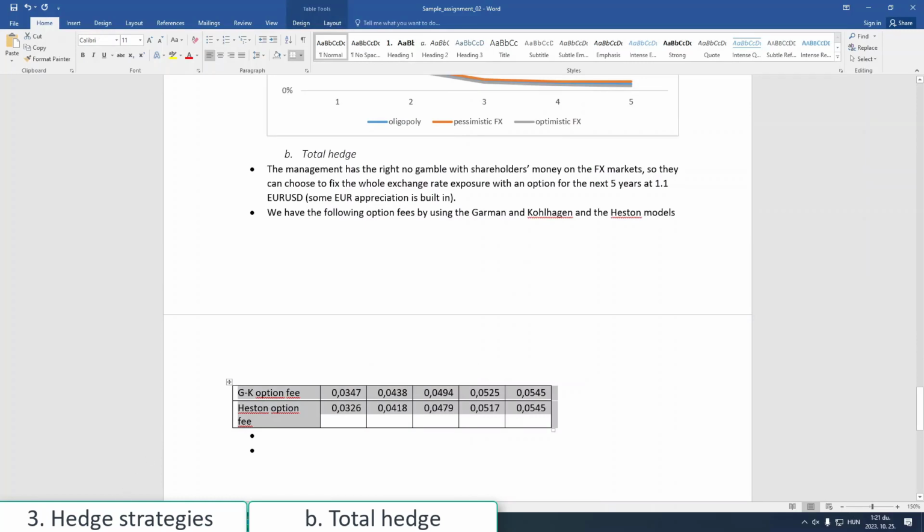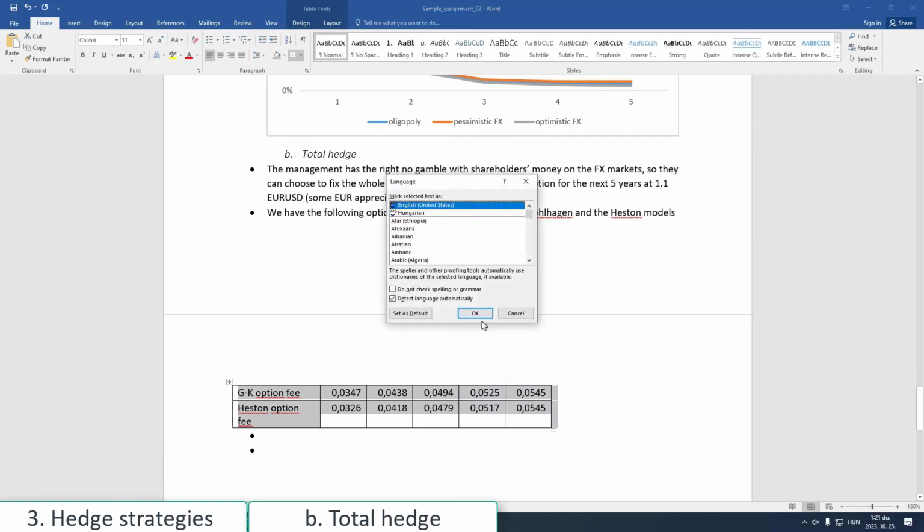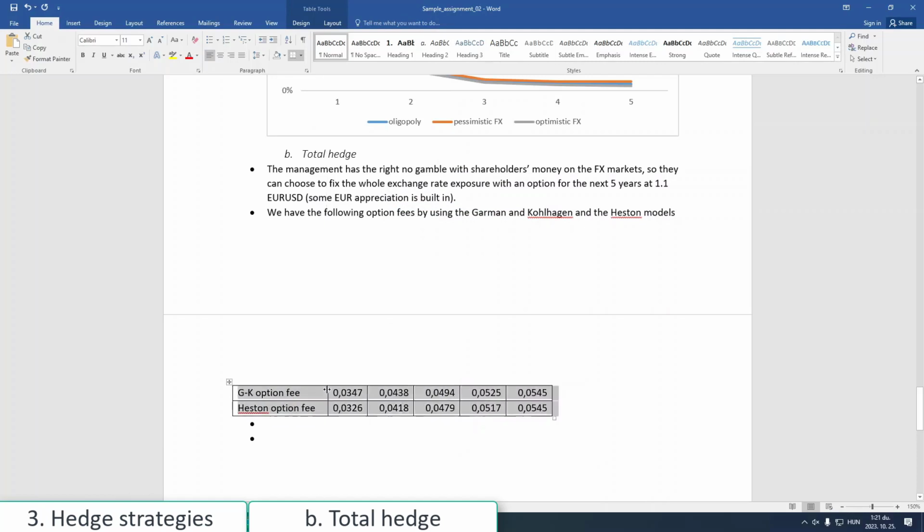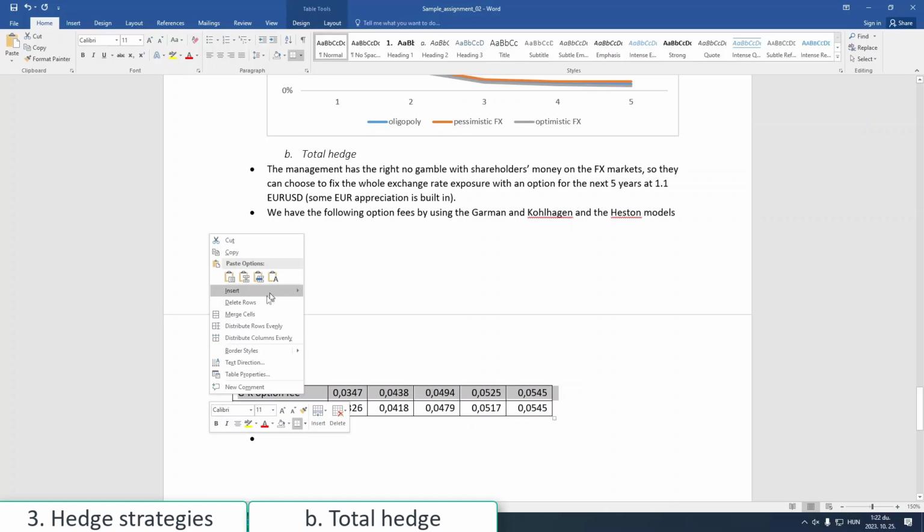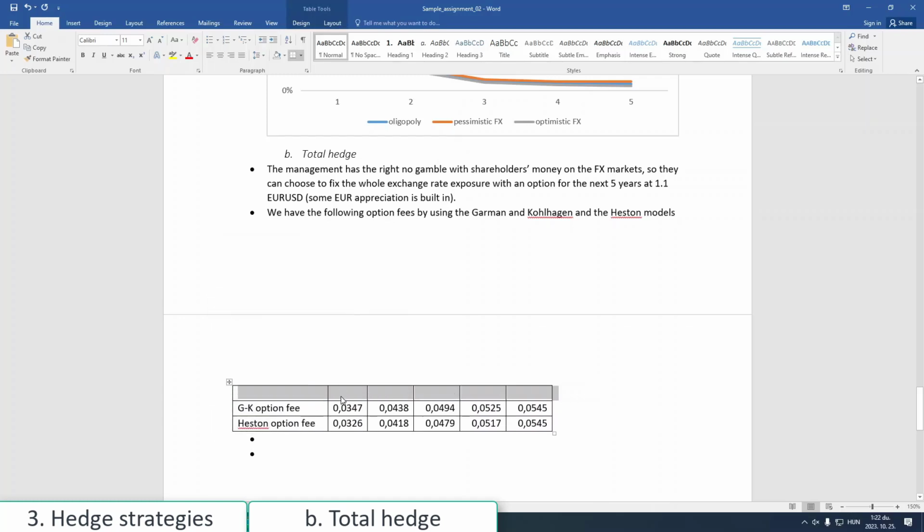What is happening with the option fees? I'm still running in English mode, but for some reason it's not recognizing this. And yeah, it's ugly. Insert one row above, so now we can see 1, 2, 3, 4, 5 here.